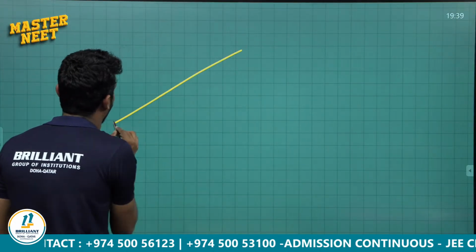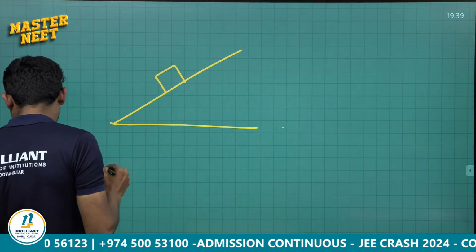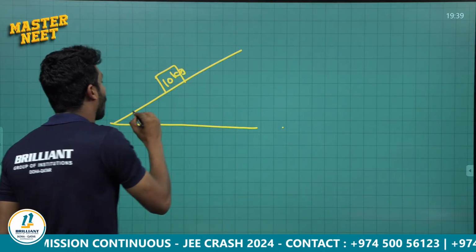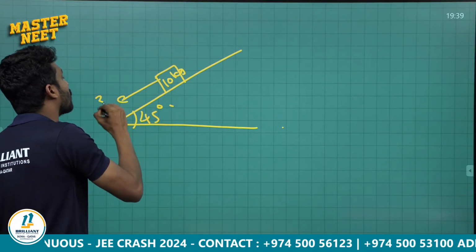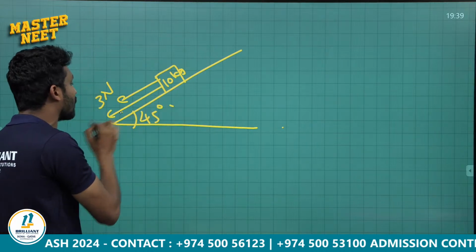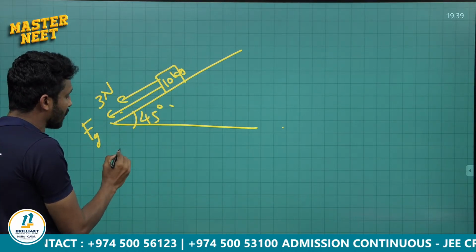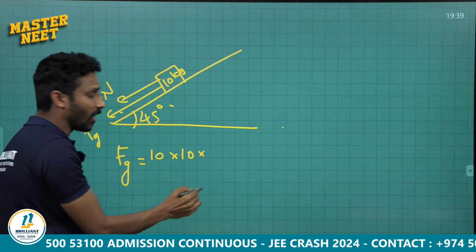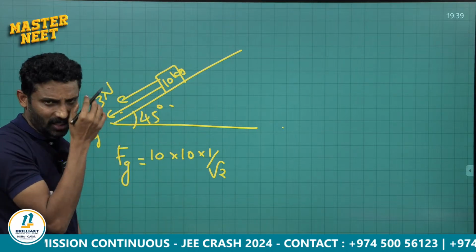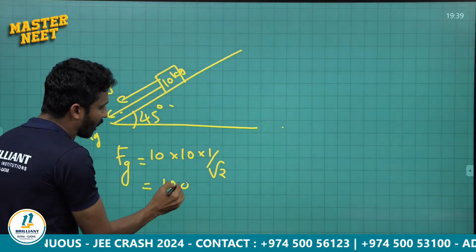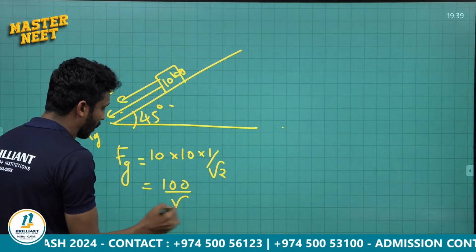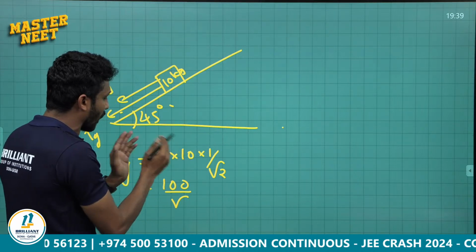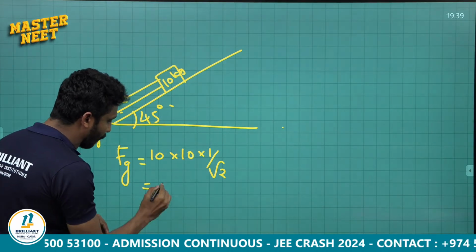Here is an inclined plane. This block is 10 kilogram, and the angle is 45 degree. Here 3 Newton is acting and already there is mg sin theta, the gravitational force along the plane. M is equal to 10 and g is equal to 10 and sin 45 is 1 by root 2, isn't it? Mg sin theta is a very familiar equation. It is equal to 100 divided by root 2. Otherwise we can say this is 5 into 2 divided by root 2, that is 5 root 2, into 10, that is 50 root 2.